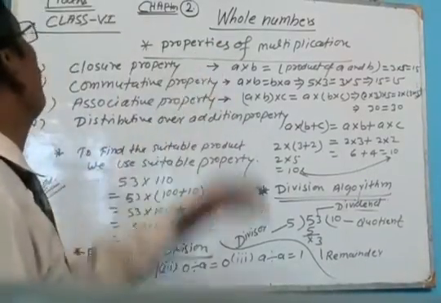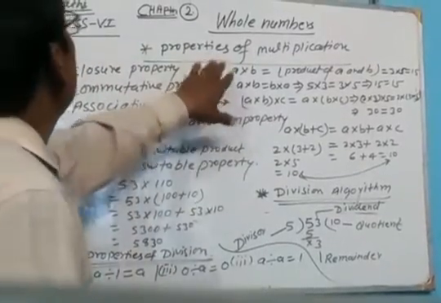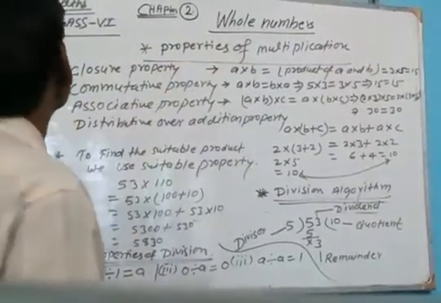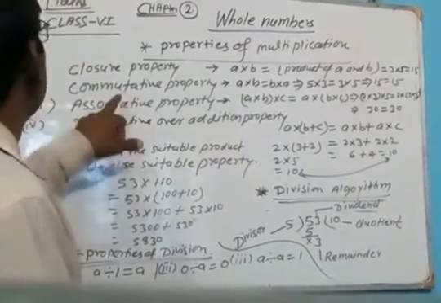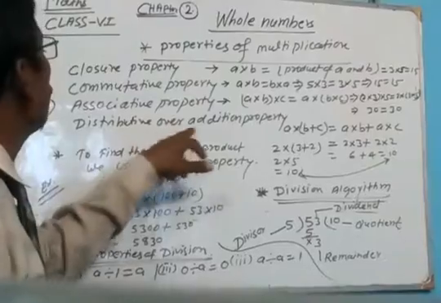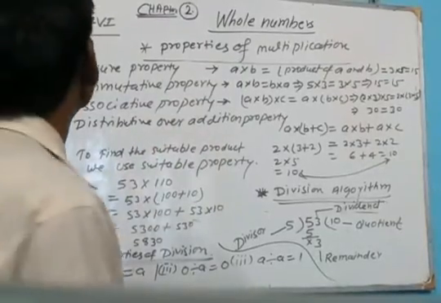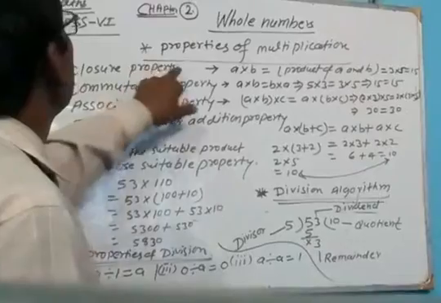Come on, next point, properties of multiplication. In the properties of multiplication, we also study the closure property, commutative property, associative property, and distributive over addition property also. So, first we come to the closure property.